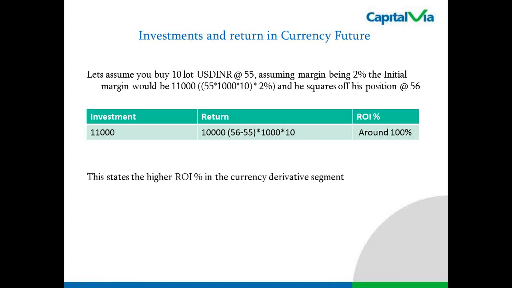Now let us assume you buy 10 lots of USD INR at 55. Assuming the margin is 2% of the whole contract, you have to pay 11,000 rupees, which is when you multiply 55 into 1000, the lot size, into 10, and take 2% of that. So buying 10 lots you need only 11,000 rupees. So any retail trader can easily participate in this market because the investment is very low.